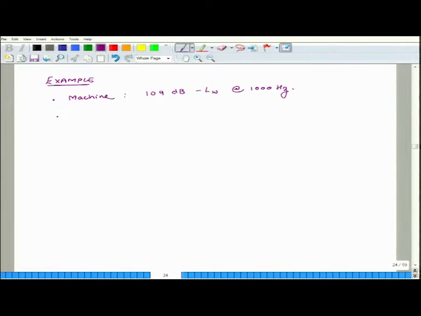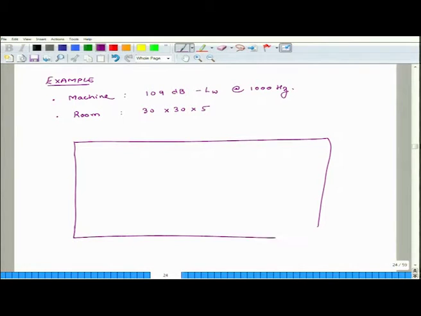this machine is in a room. The dimensions of the room are 30 by 30 by 5 meters. Okay. So, we will actually draw it. So, this is 30 and this is 30 meters wide. So, it keeps on continuing on the back and the height is 5 meters.